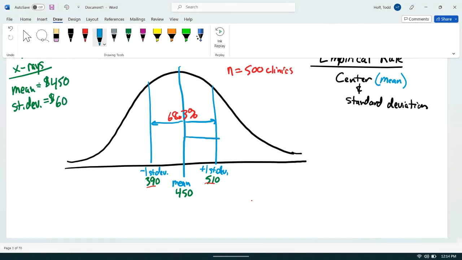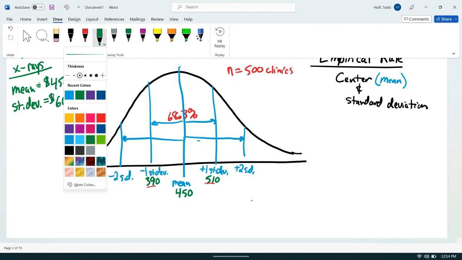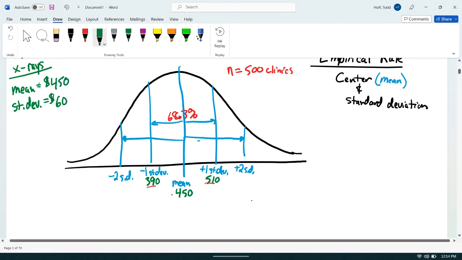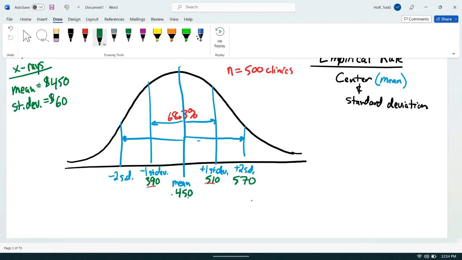So if we go out then 2 standard deviations, those would be plus 2 standard deviations. I'm just going to use SD instead of STD. Or 2 standard deviations below, so this would be minus 2 standard deviations. Again, the prices that would actually go on there, so 450 plus 60 was 510, plus another 60 is 570. 450 minus 60 was 390, minus another 60 is $330. So that range, 2 standard deviations around the mean, goes from $330 to $570.